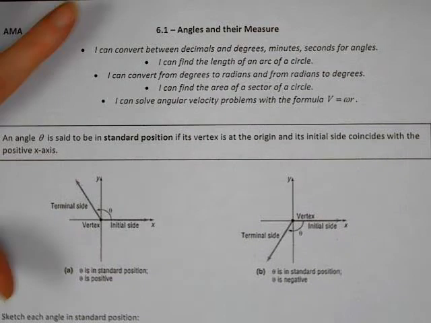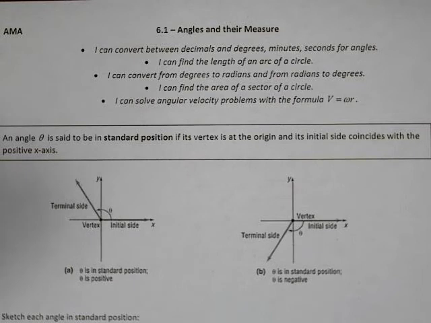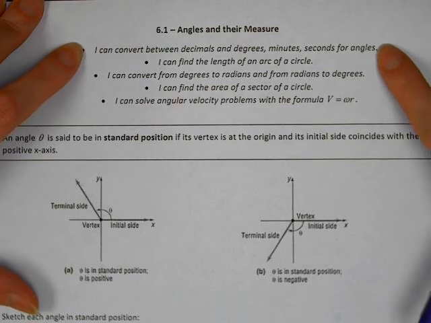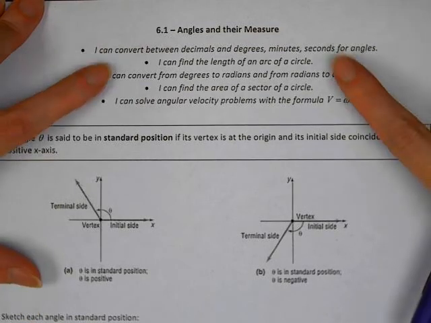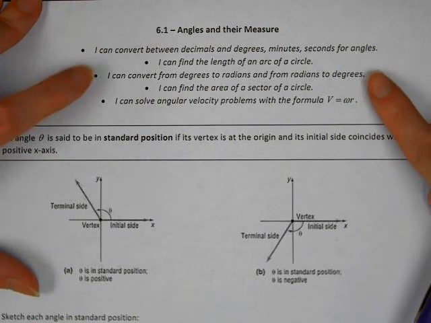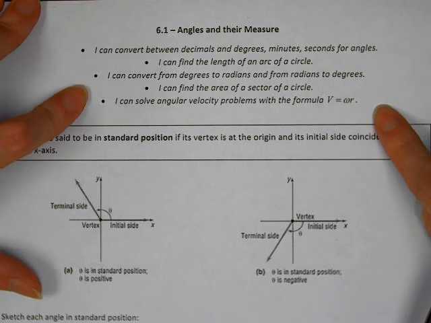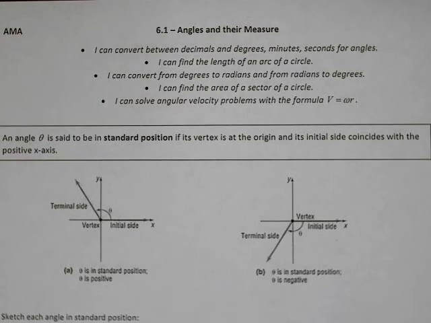All right, guys, welcome to section 6.1. We're starting trig. Today we're doing angles and their measure. So we'll cover decimals to degrees, minutes, seconds, and reverse. We'll do arc length. We'll do conversions from degrees to radians and backwards. We'll do area of a sector and an angular velocity problem.